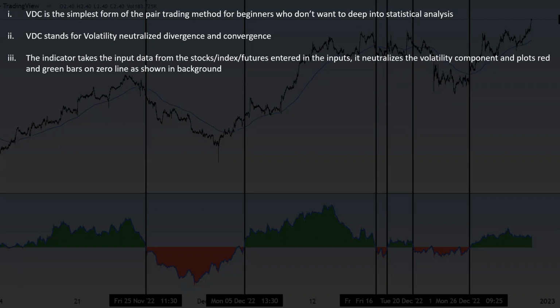This indicator takes input data from stocks, futures, index. It neutralizes the volatility component and plots red and green bars on zero line as shown in the background.